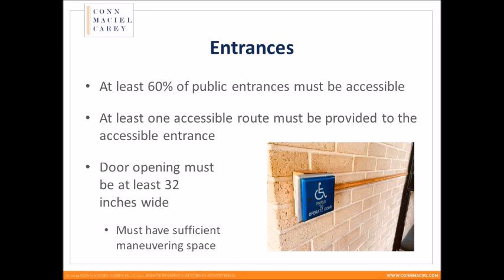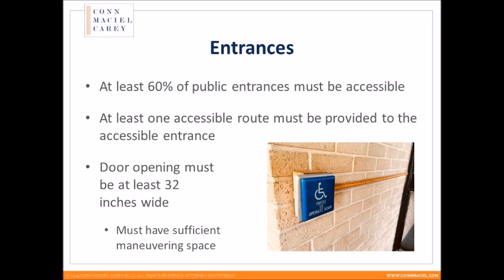Then once you get past the parking lot, you want to make sure your entrances are accessible. So under the 2010 standards, at least 60% of public entrances must be accessible. So if you only have 2 entrances, both of them need to be accessible for individuals with disabilities. Now, if you have more than that, you can determine which are the easiest to make accessible. But current law is at least 60%. More than half have to be accessible. And at least one accessible route must be provided to the accessible entrance.